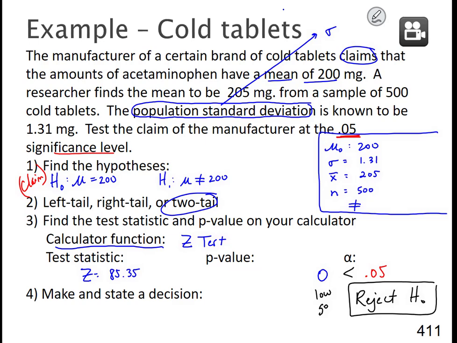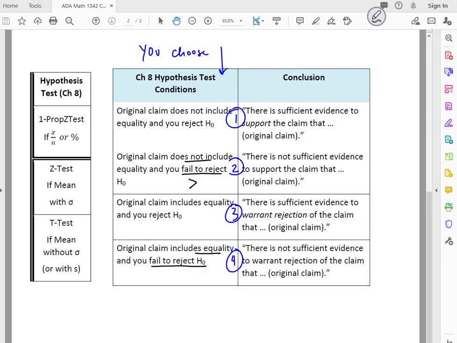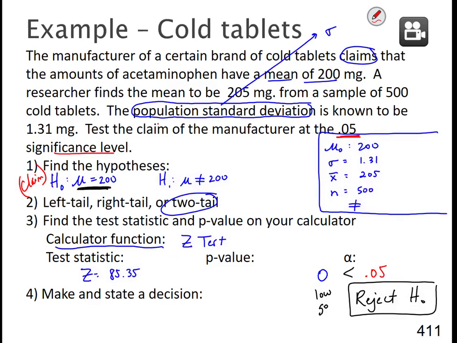But this time, remember, our claim was the equal sign. So when we go to our chart, we're looking for reject, but we're also looking for the equality. And so that is sentence number 3. There is sufficient evidence to warrant rejection of the claim that the amounts of acetaminophen have a mean of 200.